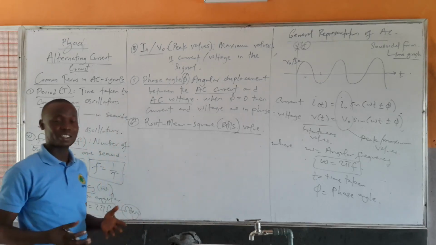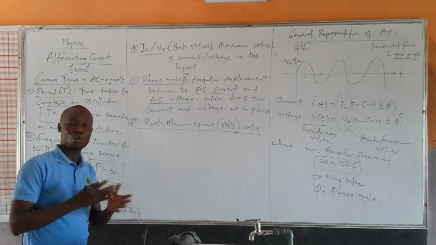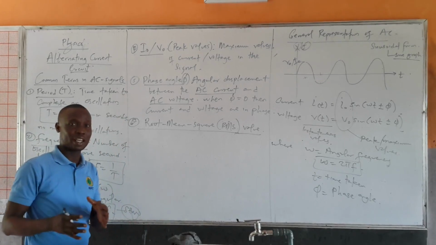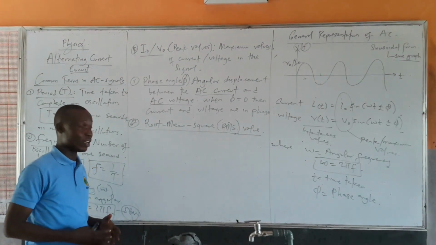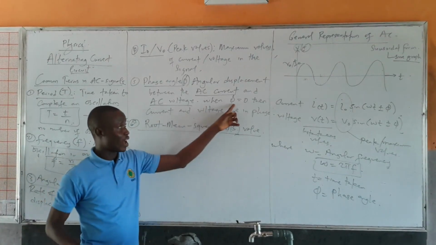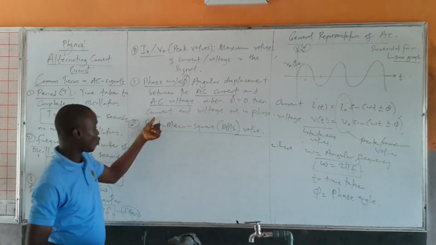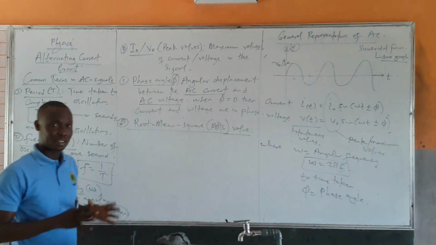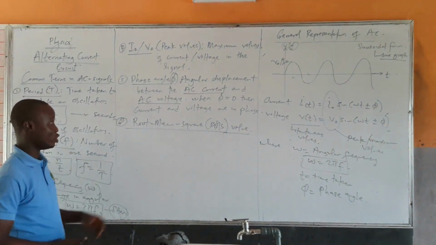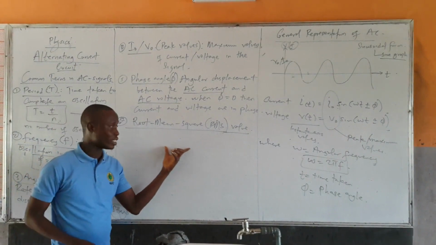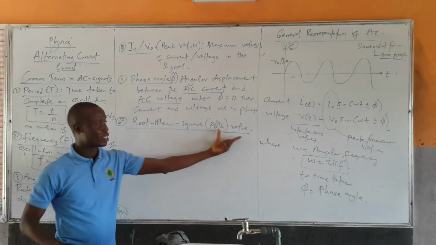Most times when you have an AC circuit, your voltage and your current are not always moving together. Either one will be faster than the other or one will be slower than the other. But when the phase angle phi is 0, that means the current and the voltage are in phase, which is a very rare case. We are going to talk about that in a later video. Now, last but not the least, in terms of parameters, is the RMS value.